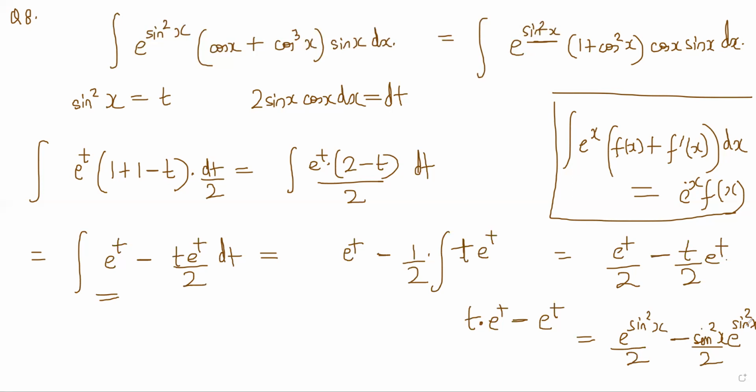So how did we do this one? We just tried to match it to this form. In order to do that, you will have to take sine square x as t, because in the form you have e power t, not e power function of t, right? Once you do that, after that, it's a matter of simplifying the integral in such a way that it looks like this form, and then you can just solve it. It's a very easy integral after that point, right?